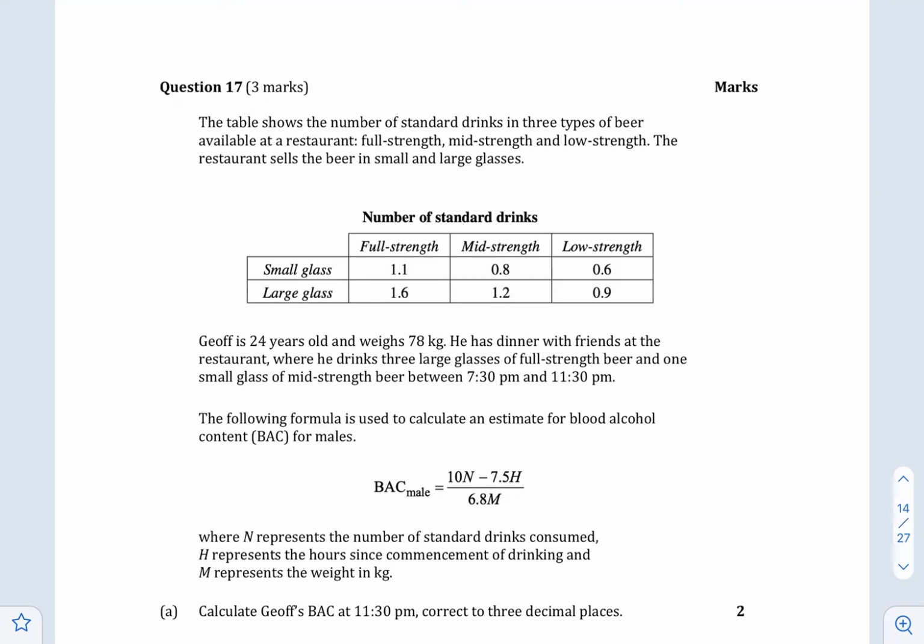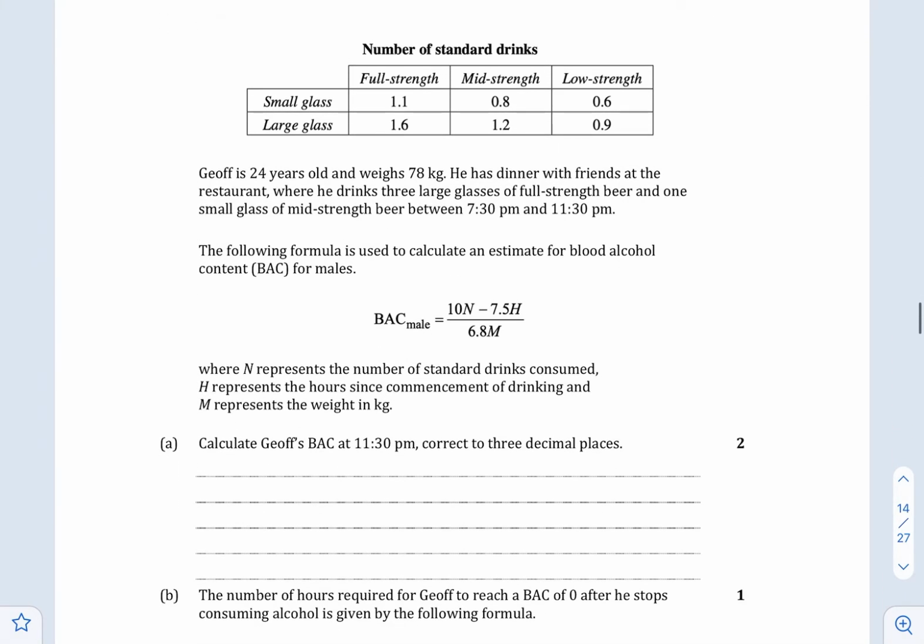Next, question 17 is talking about blood alcohol content. Now, there's a lot of information here. I'm not going to read it all. Instead, let's move down to A and just see what the question's asking. It says, calculate Jeff's blood alcohol content at 11:30 p.m. Correct to 3 decimal places.